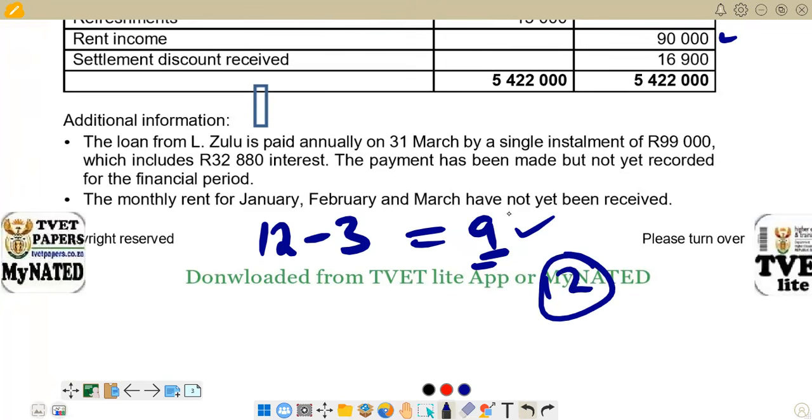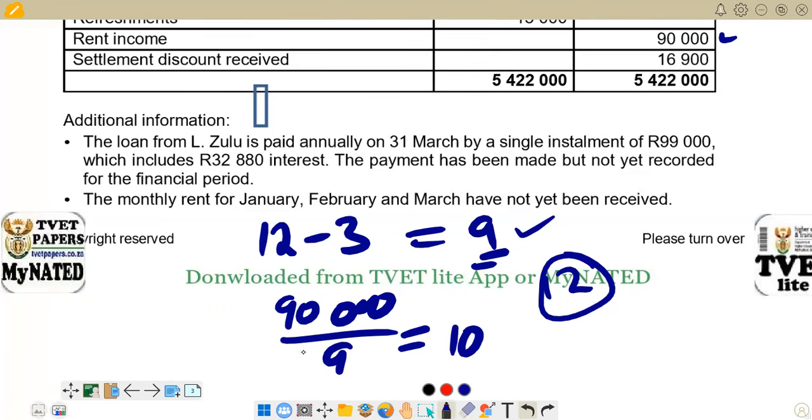What we are going to do is calculate the monthly income, because remember, 90,000 is representing 9 months. So for 1 month, we are saying now 90,000 divided by 9, so that we get the monthly income that was received. So it means on a monthly basis, they were receiving 10,000. Or you say 9 into 90,000, you are going to get your 10,000. So this 10,000 is per month.